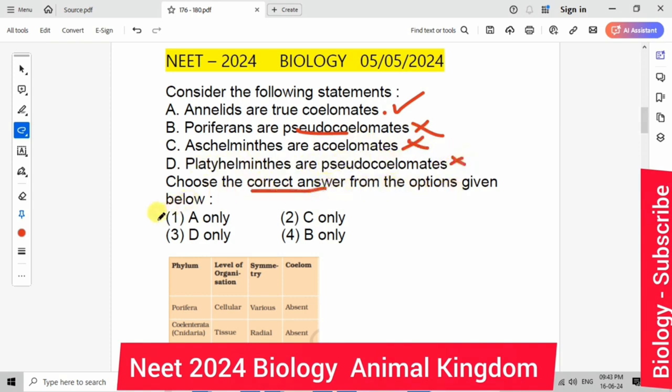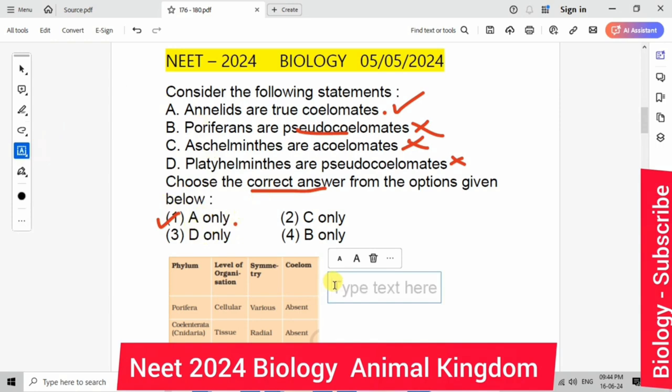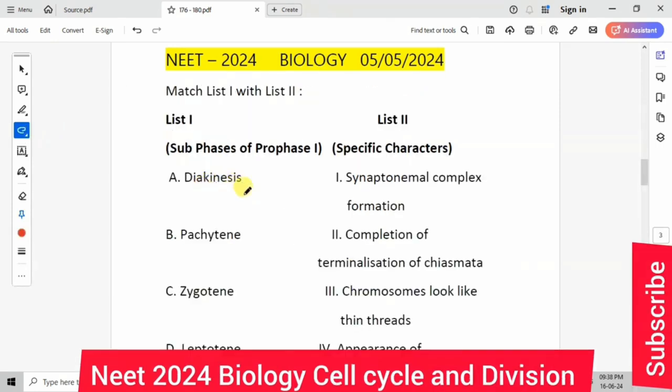So it is option 1 is the answer. You can see the coeloms of different organisms from the chapter known as Animal Kingdom.